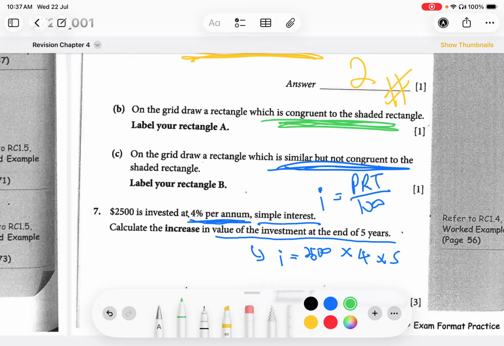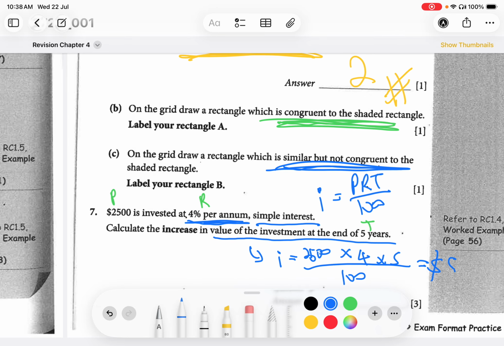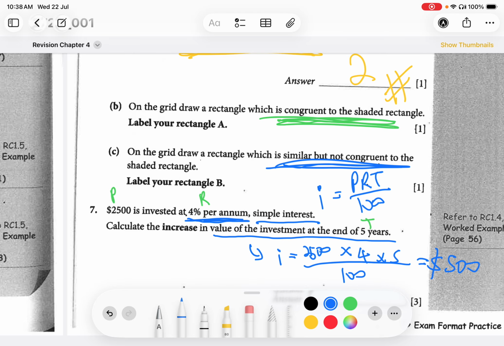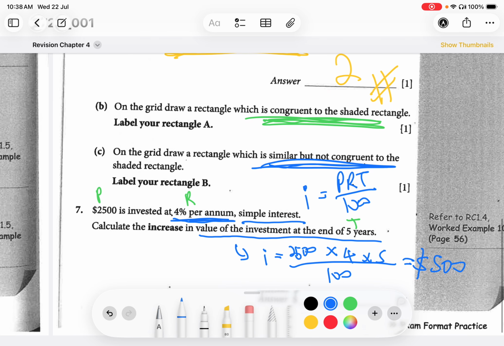This is the T, this is the R, this is the P, over 100. This equals $500. So what is the total at the end? The total is 2500 plus 500, which is 3,000. So total is $3,000 at the end. What is the increase? The increase is 3,000 minus the initial.